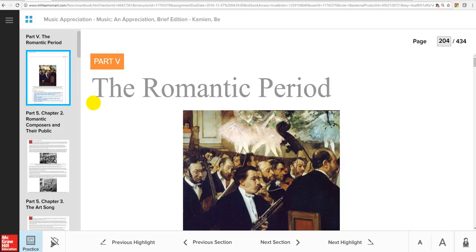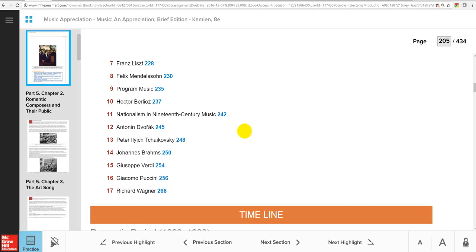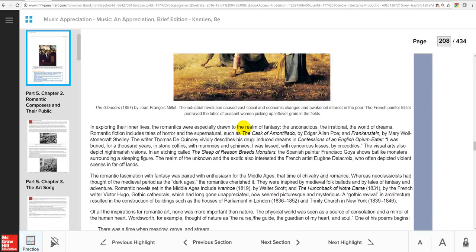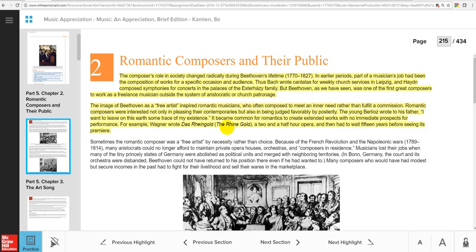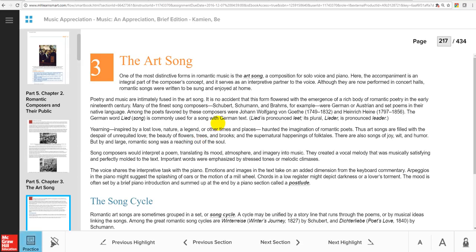For this video we are going to be covering the introductory section to the Romantic period, as well as Chapter 1, which is right after that. It begins right here. Then we will also be covering Chapter 2, which is Romantic Composers and Their Public. It's dealing with the relationship of composers and musicians as to how they found employment in this rapidly changing world in which they were living in. And then we will discuss this very short chapter on the art song.